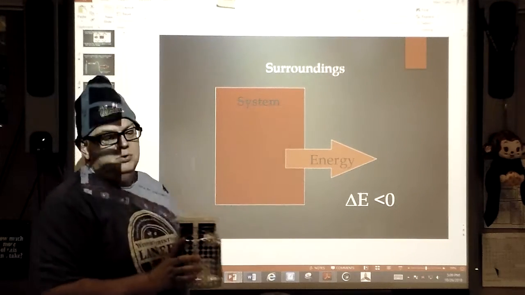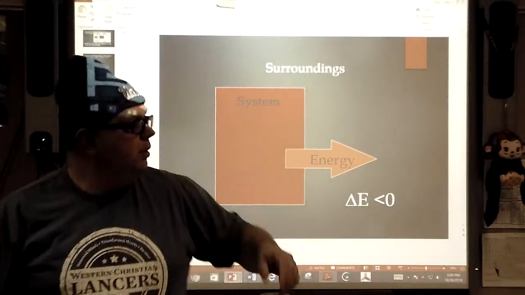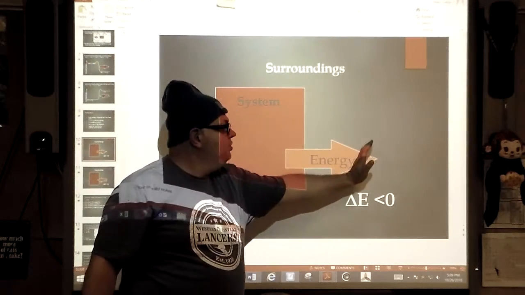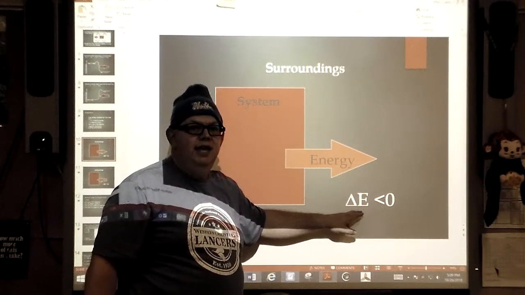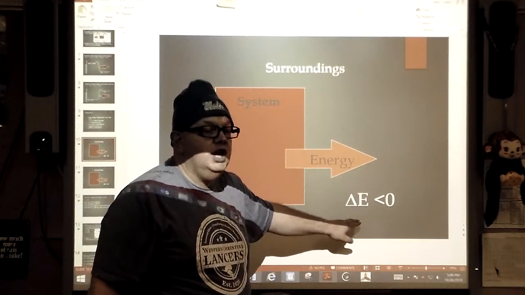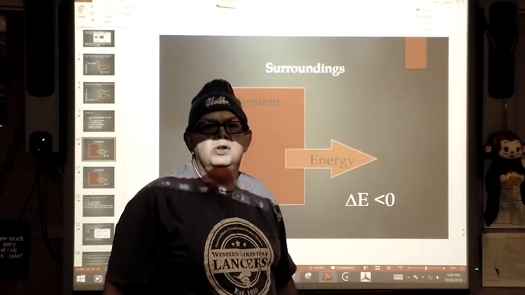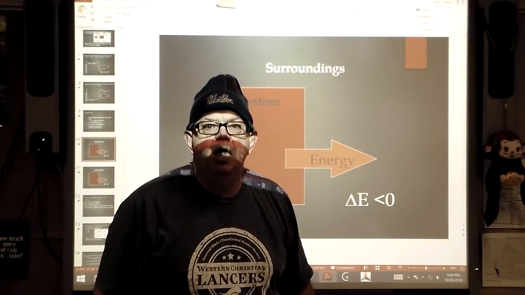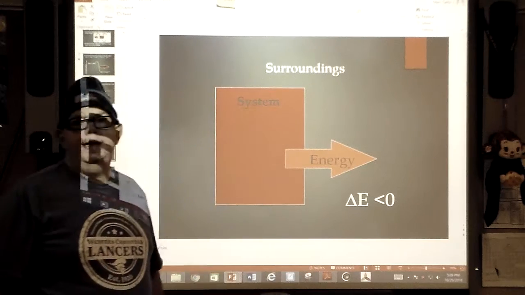Okay, so from the system, having the energy go to the surroundings. That's where delta E, our change in energy, is less than 0. In other words, it's negative. Okay, negative.